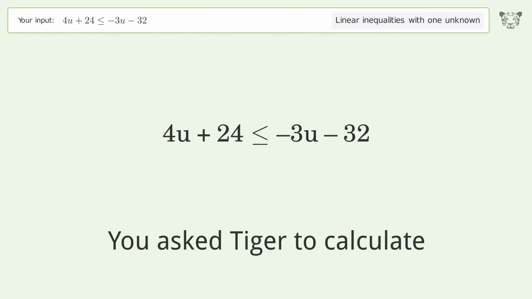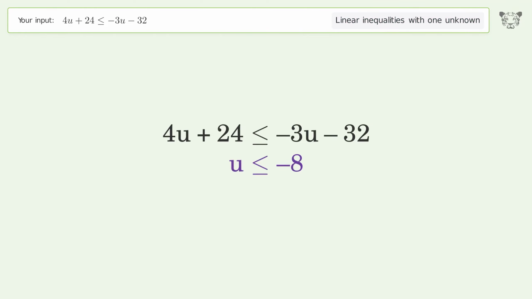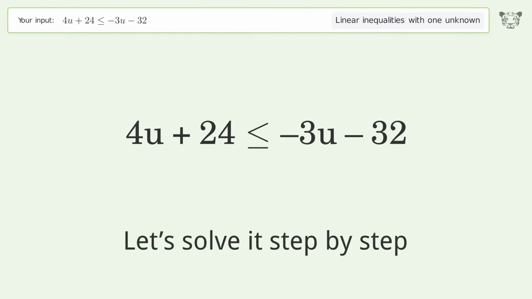You ask Tiger to calculate. This deals with linear inequalities with one unknown. The final result is u equal or smaller than -8. Let's solve it step by step.